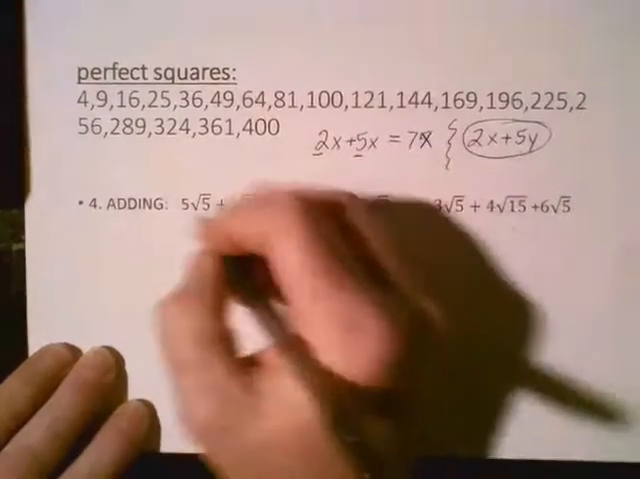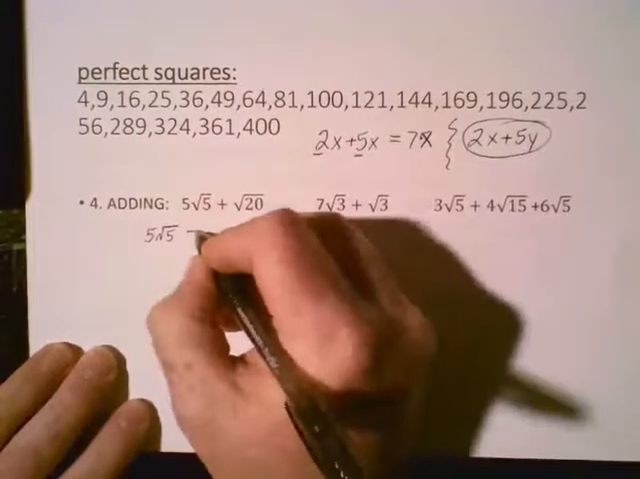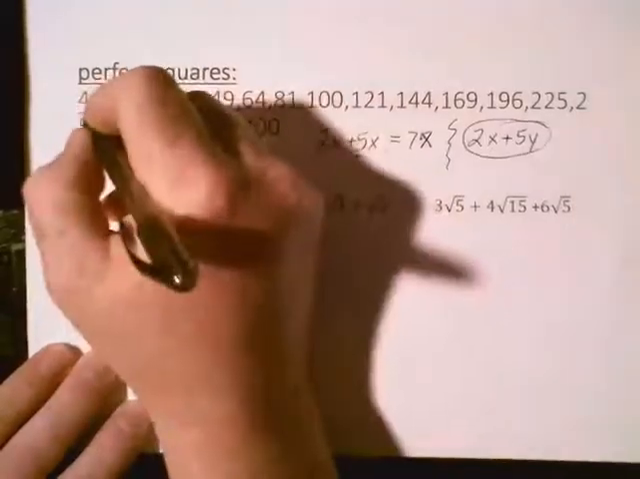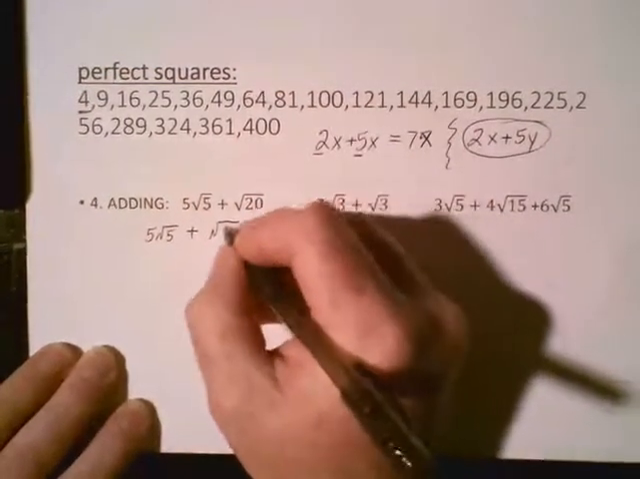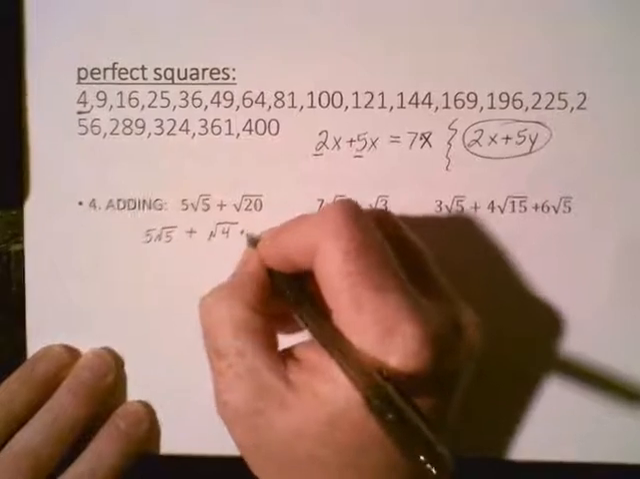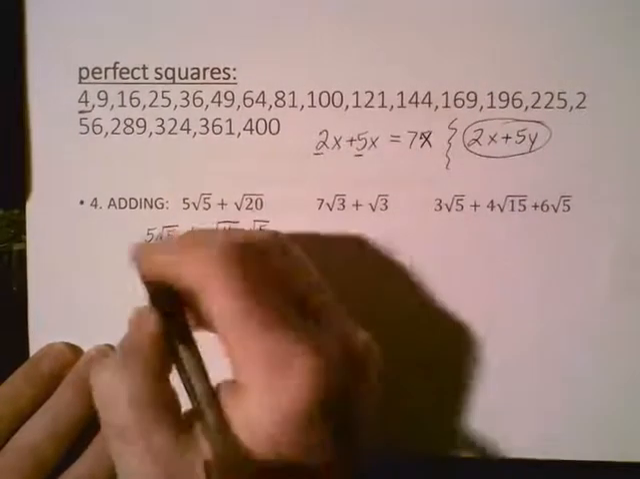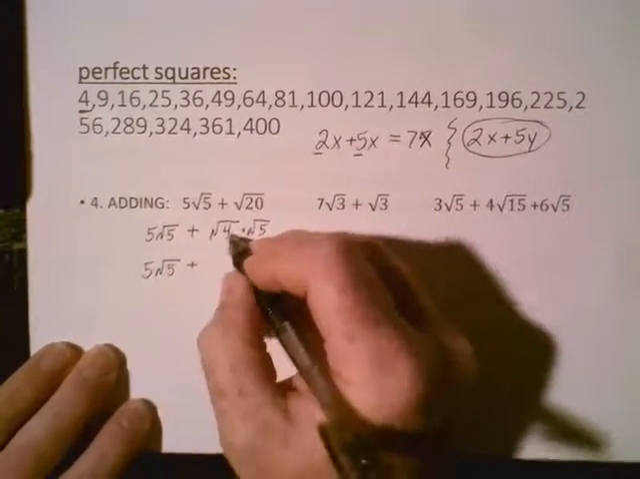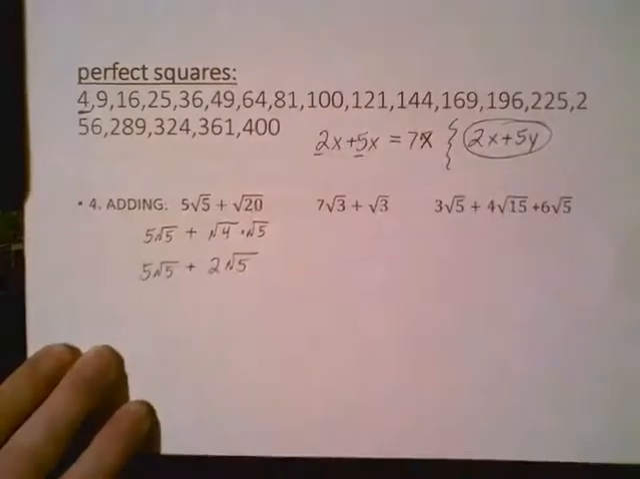But what I can do is I can leave that 5 radical 5 like it is, and I can try to break down this square root of 20, because 4 is a perfect square number that'll divide into 20. So square root of 4 times square root of 5. Well, the square root of 4 is 2. So I get 5 times the square root of 5 plus that 2 comes out of the radical, and you got times the square root of 5.